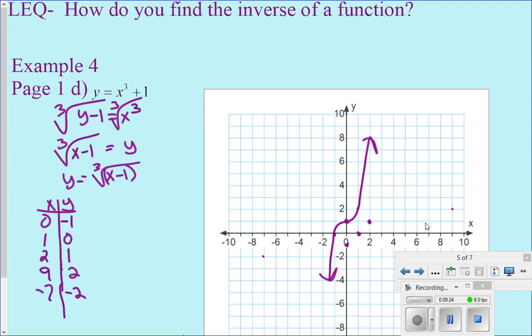Okay, so I have enough points that I can see that if I flip, let's see, so I'm taking this and I'm basically just taking that graph and I'm flipping it, I'm going to get that cubic on its side.